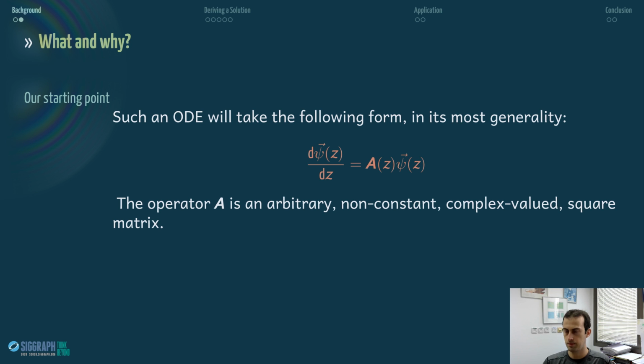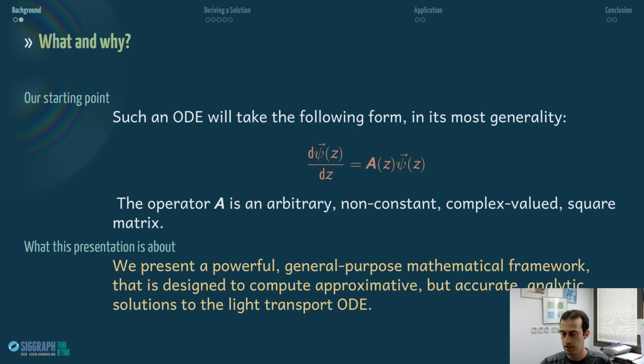In most generality, such an ordinary differential equation takes the following form, and that will be my starting point for today's presentation. The differentiation variable, which in this formulation is called z, can signify depth or distance from the source, etc., depending on the problem. The operator A is a linear operator that is an arbitrary, complex-valued square matrix, which can be a continuous function of z, that is, its known constant.